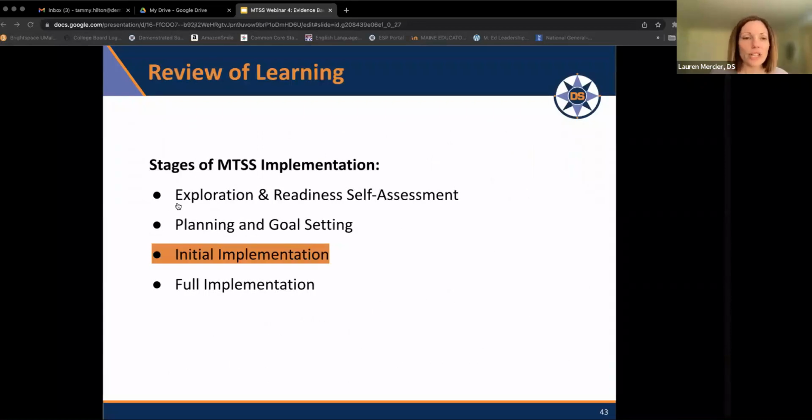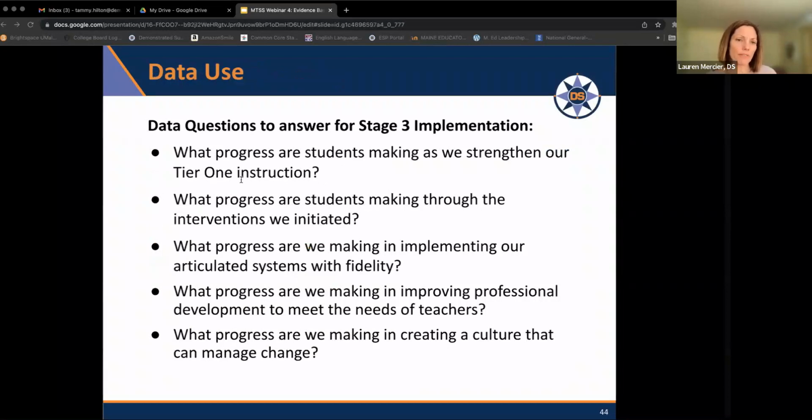So in the third stage, stage 3, one of the things we want to ask is, what progress are students making as we strengthen our tier 1 instruction, right? To answer this, we could choose data from, again, instructional rounds, our observations, our teacher self-assessments might be very telling, universal data from students, formative data. Again, we go attendance data. So there's a lot we could use. Referral data, okay, student self-assessment data.